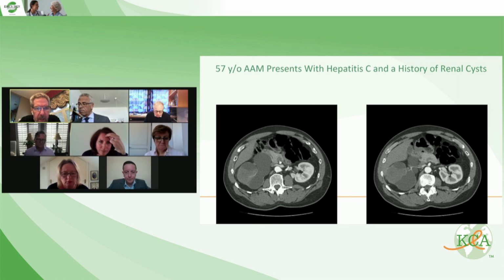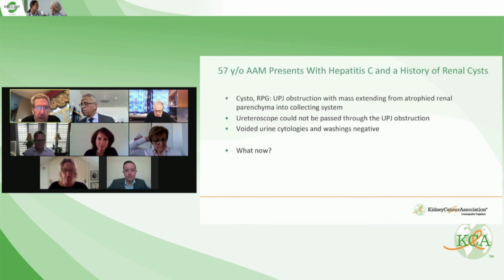And then basically what looks to me, at least, like a large hydronephrotic right kidney with a solid mass emanating off the atrophied renal parenchyma. If everyone can see that so that we can move on.